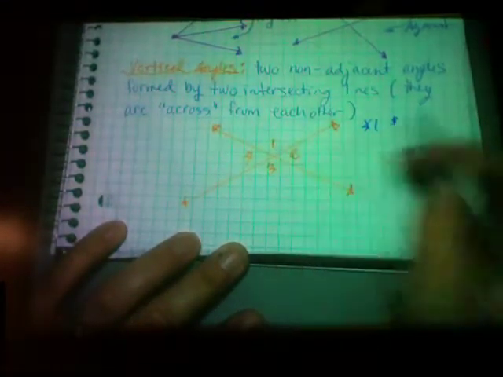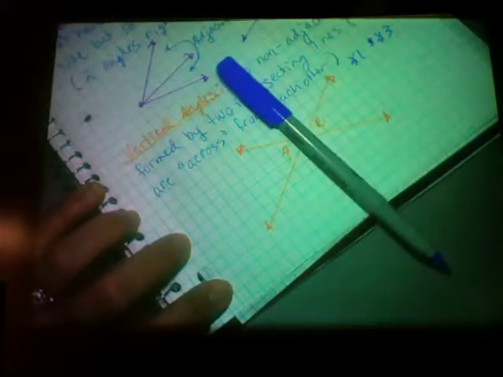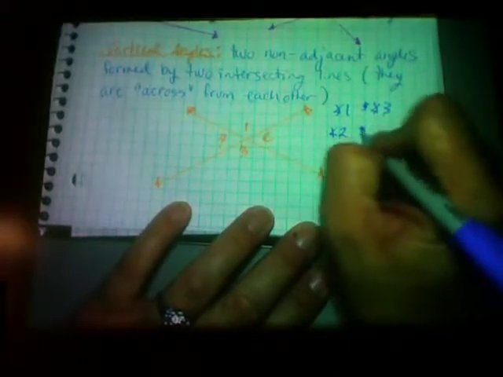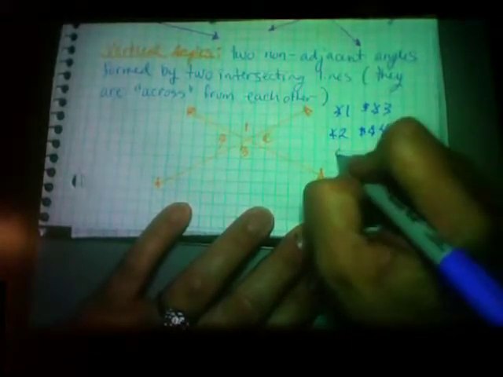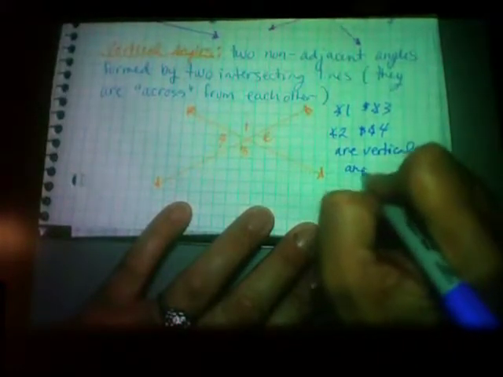So angle 3. And those truly look vertical to each other, but couldn't I tilt my paper this way? Are they vertical north-south to each other anymore? So don't get hooked up on the word vertical. They're still across from each other, aren't they? Okay. So angle 1 and 3, and then what was the other pair? Angle 2 and angle 4 are vertical angles.